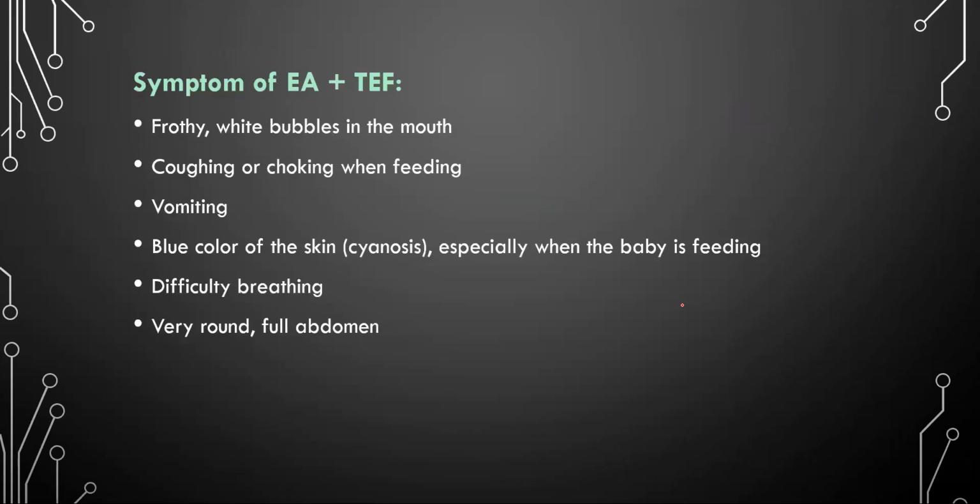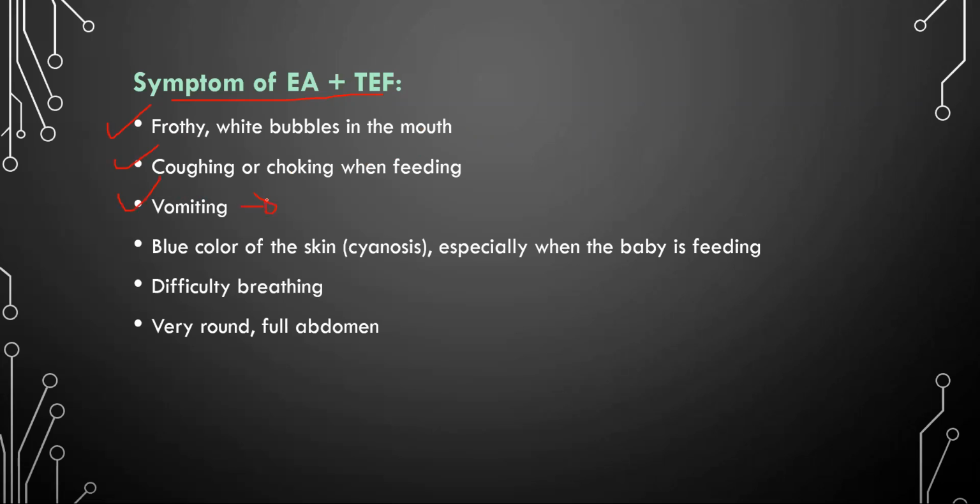Now, how to find those out? That's important. Remember, if you think of it as a case of esophageal atresia with tracheoesophageal fistula, some of the important findings will be that the child will have frothy white bubbles coming out of the mouth. Very important. So you have to ask, have you seen any frothing or white bubbles coming out of the mouth? They can also have some coughing and choking when feeding.